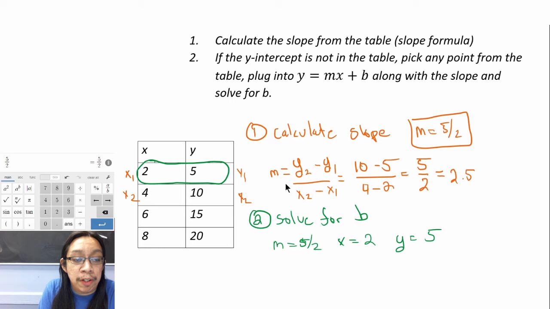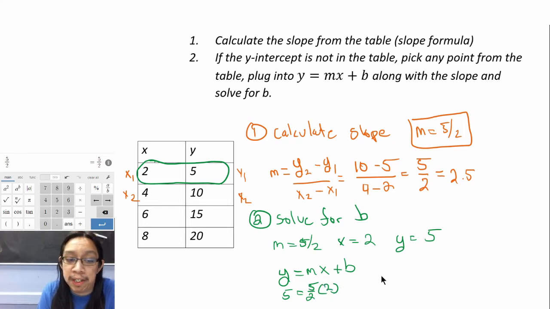From here, what we're going to do is plug in everything that we know into y equals mx plus b. So that means that y is going to be 5 equals, our m is going to be 5 over 2 times our x, we're going to go ahead and plug in a 2. Notice that I'm putting parentheses here because we're going to end up multiplying these two numbers. And then since we don't know anything about b, the y-intercept, we're just going to leave it as b.